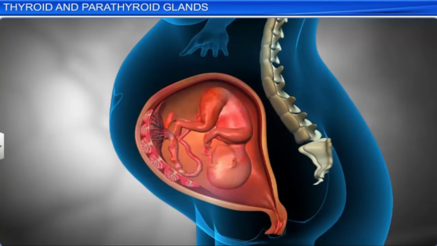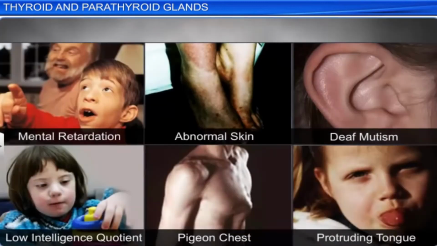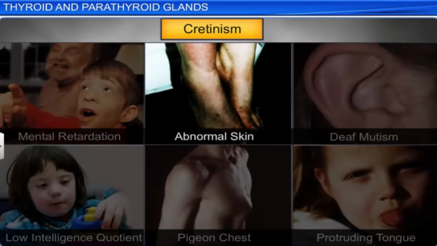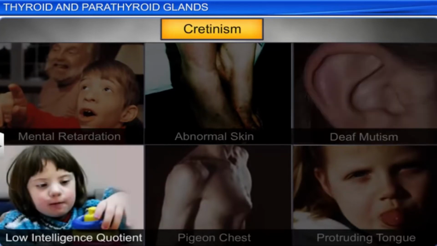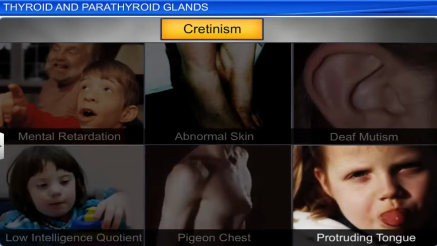This results in stunted growth in children and leads to a disease called cretinism. Cretinism is characterized by mental retardation, abnormal skin, deafness, mutism, a low intelligence quotient, pigeon chest, and protruding tongue.